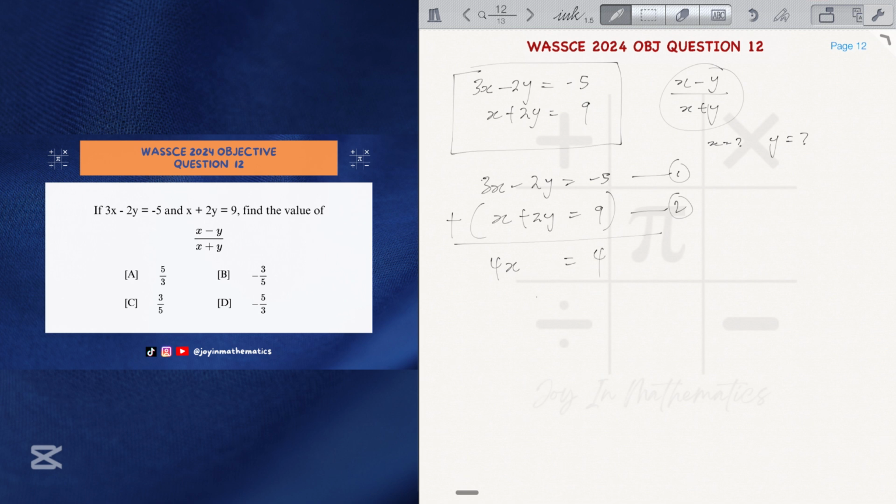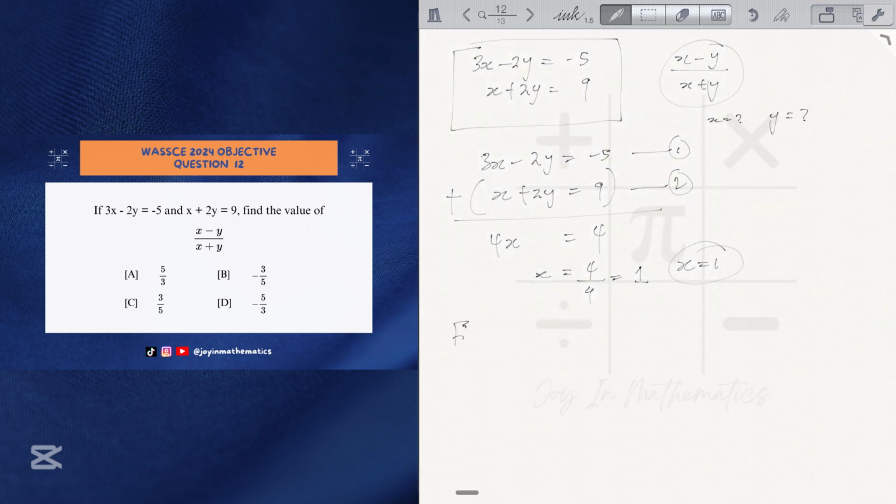So with this, we have x equals 4 over 4, which equals 1. So if x is equal to 1, what is y? With that, we can go directly from equation 2. Equation 2 says x plus 2y equals 9. So we know that x is equal to 1, so we can evaluate y.